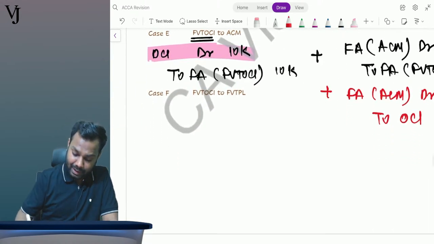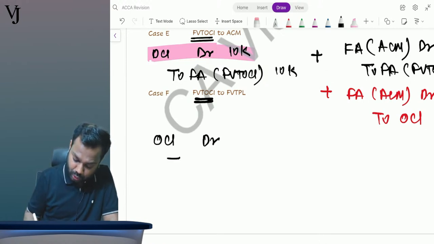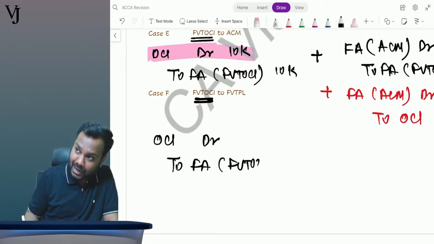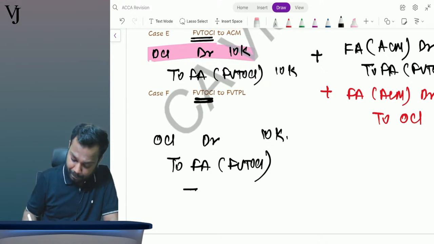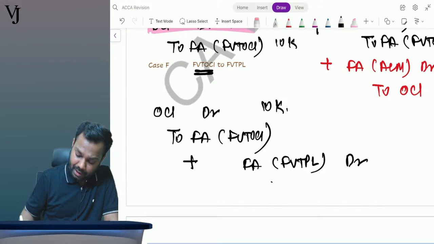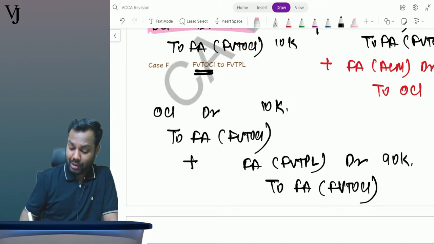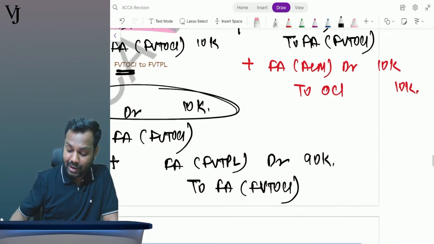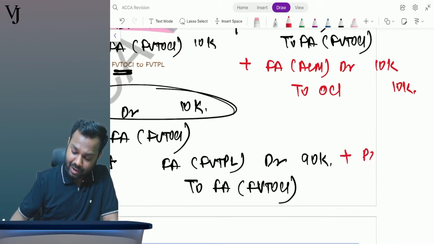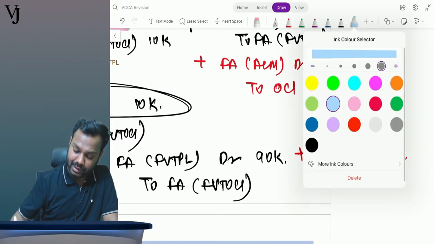Okay, similarly here, I will bring it to fair value. So what will happen here? OCI account debit to FA at FVT OCI 10K, then I will transfer it to FVT P&L. So FA at FVT PL account debit to FA at FVT OCI, how much? 90K. Now this OCI, I cannot keep it as it is. I have to transfer it somewhere. So I will transfer to P&L account debit to OCI 10K. So this is what you have to understand in this case.